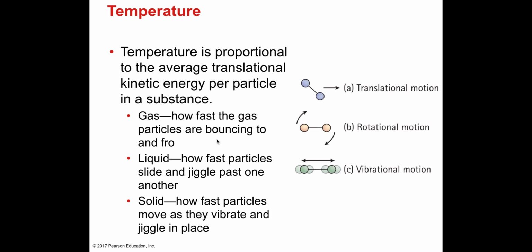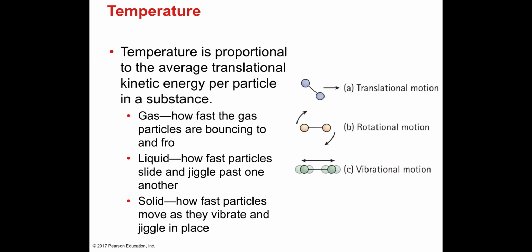So temperature is proportional to the average translational kinetic energy per particle in a substance. So when we say the temperature of an object is 30 degrees, or let's say 70 degrees, on any part of that object, if you take the temperature, it is going to be 70 degrees. Why? Because it is an average. It measures the average translational kinetic energy of all the particles in that substance. So because it is an average, the temperature of an object is going to be the same on any part of that object.